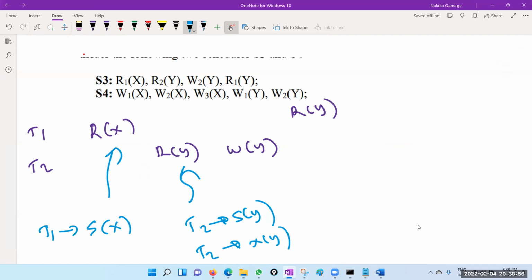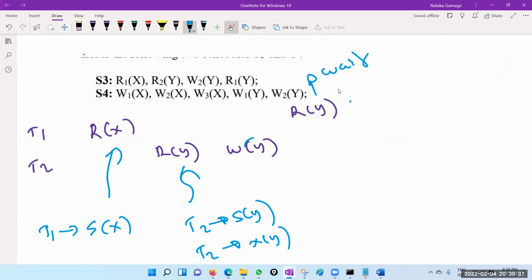So therefore read Y cannot be done. It has to wait, because read cannot be done when exclusive Y is held by some other transaction. So this one has to wait. When transaction 2 is done and committed, the lock will be released. Initially you can't, but once it is released, you can take it again.